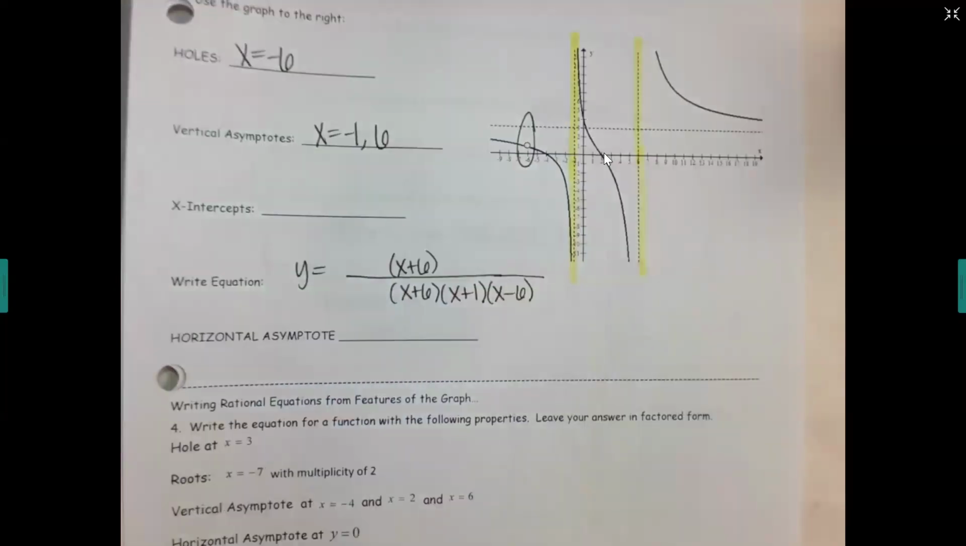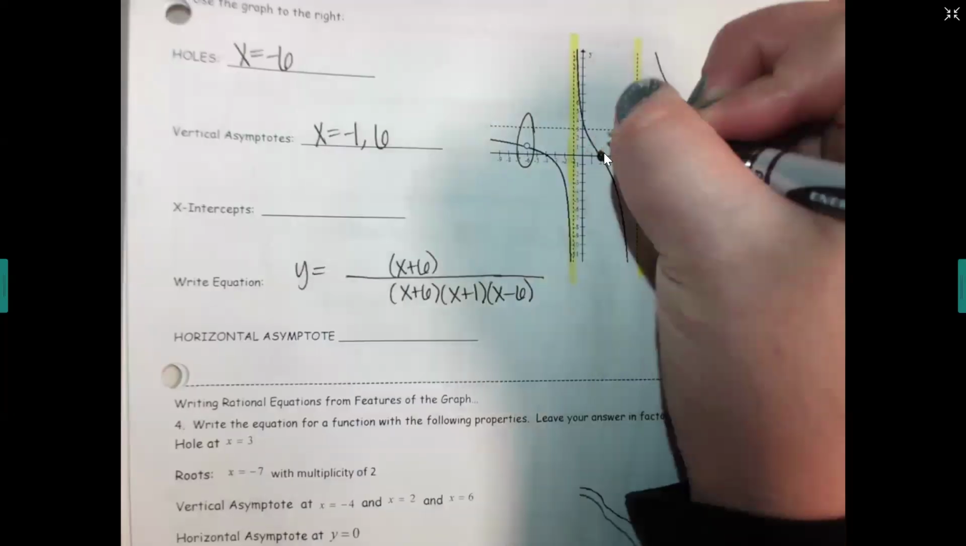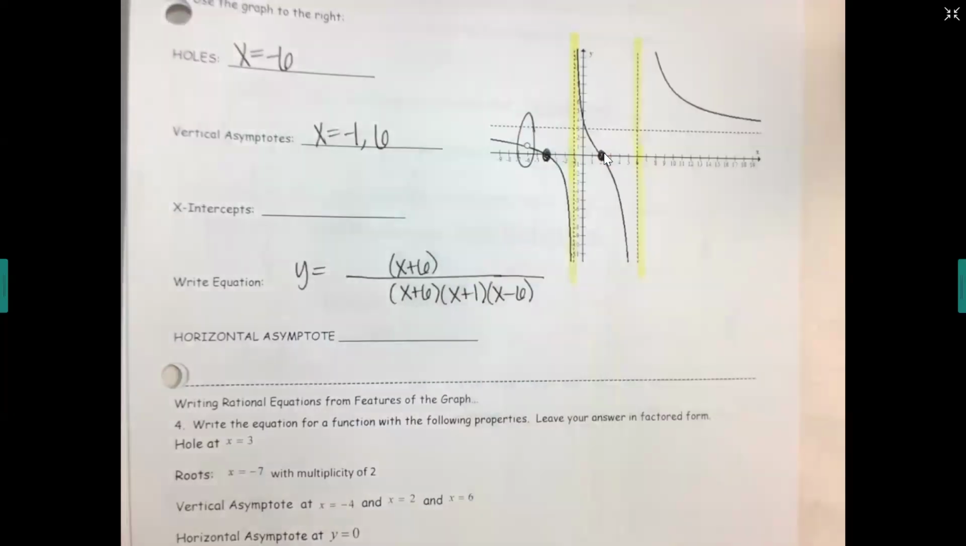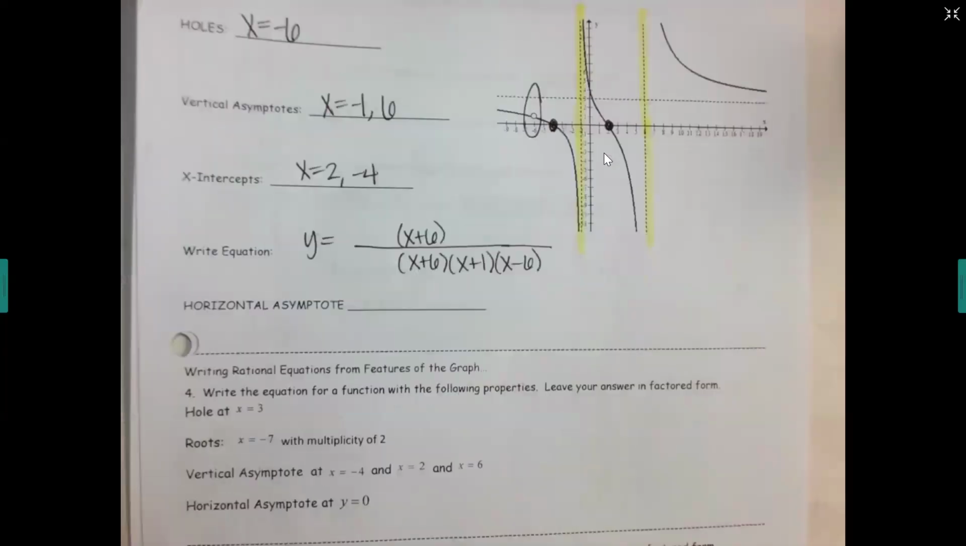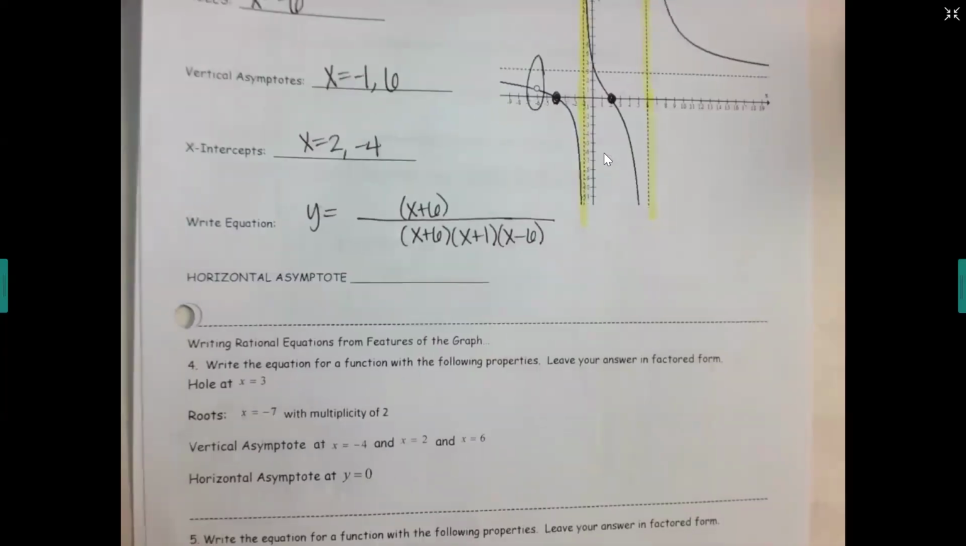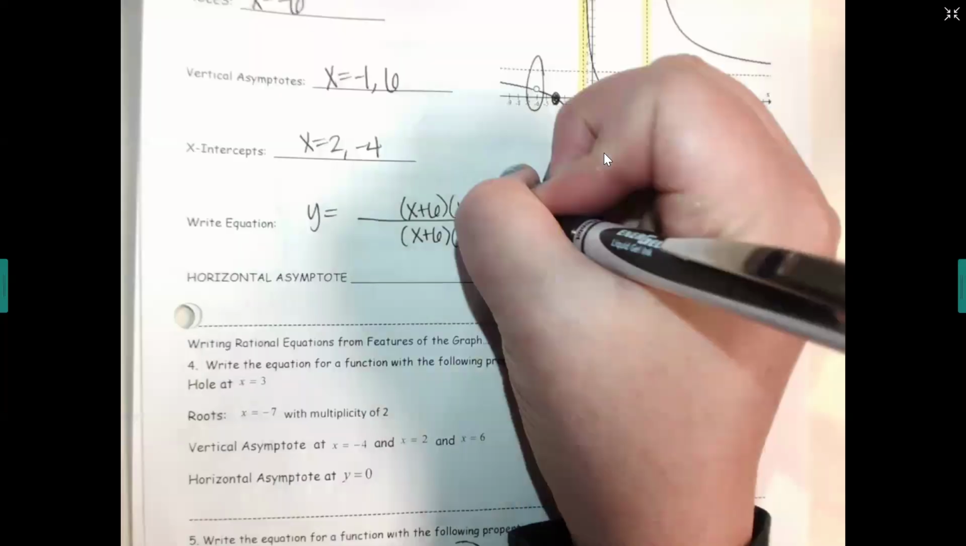Okay, next thing I'm looking for are x-intercepts. Where does my graph cross the x-axis? Okay, 2 and -4. Very good. So I'll put 2 and -4. Where do those belong in the equation? Top, bottom, or both? X-intercepts only go on the top. So if it's a 2, I'd put an x -2. And then if it's a -4, I'd put an x +4.